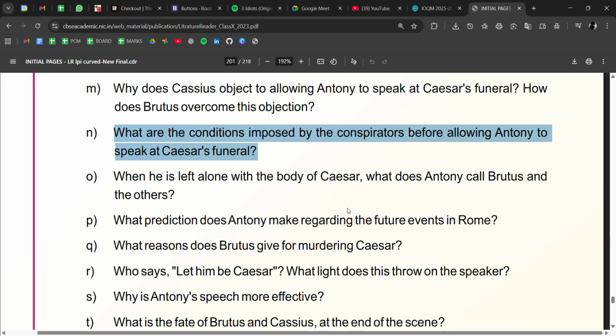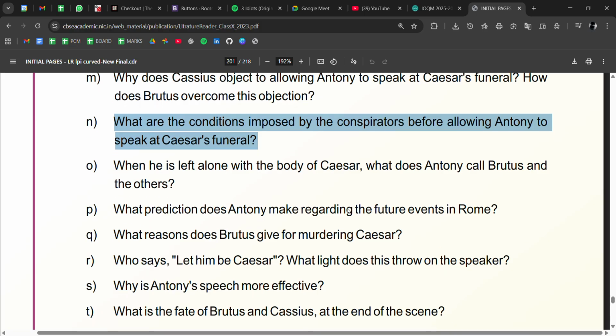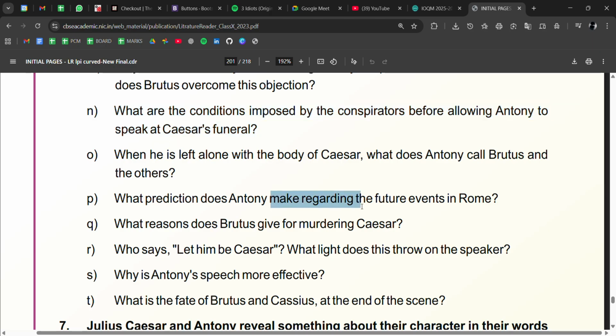When Antony is left with Caesar's body, he calls Brutus and the conspirators butchers. He vows to avenge Caesar's murder and predicts that war, civil war that is, will tear Rome apart completely. There are multiple predictions made by Antony regarding the future events of Rome. He says that Caesar's death will unleash civil war, bloodshed, and destruction all across Rome. Then he continues to make a prophecy that foreshadows the chaos that follows in the play.